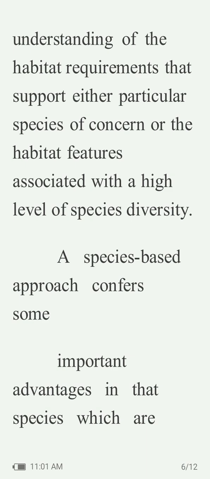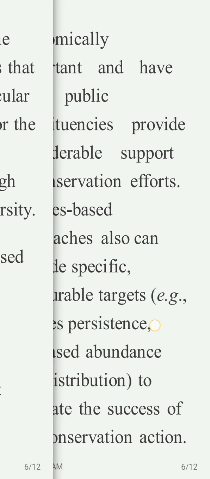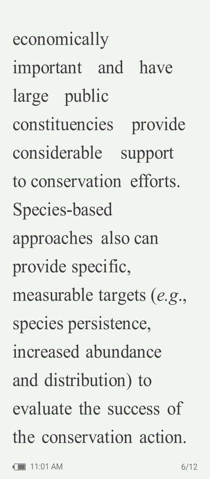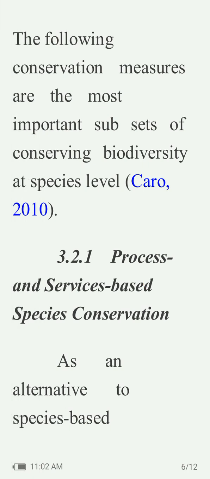A species based approach confers some important advantages in that species which are economically important and have large public constituencies provide considerable support to conservation efforts. Species based approaches can also provide specific measurable targets, for example species persistence, increased abundance and distribution, to evaluate the success of the conservation action. The following conservation measures are the most important subsets of conserving biodiversity at species level.